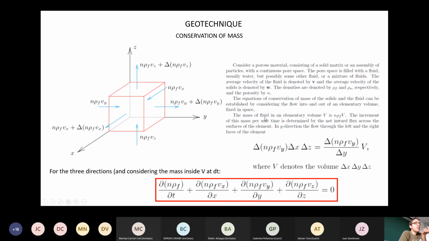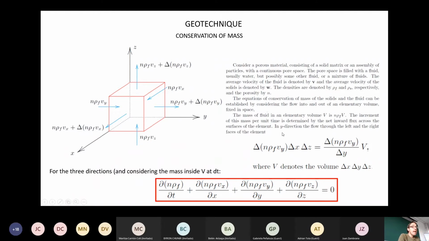So the equation of the conservation of mass of the soil and the fluid can be established considering the flow into and out of the elementary volume fixed in space. The mass of the fluid, of course, in the elementary volume is n, the porosity, times rho f, times V. What we call the increment of this mass per unit time is determined by the inward flux across the surface of the element. So we consider the flux that enters and leaves the element.